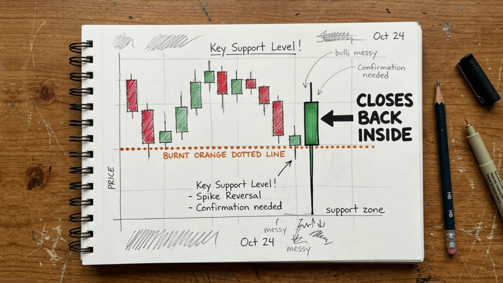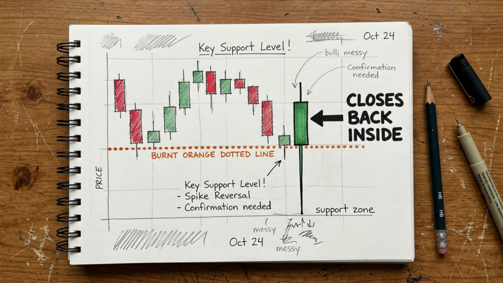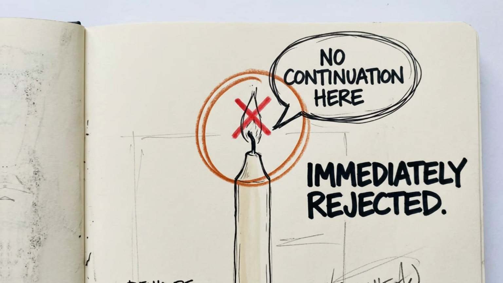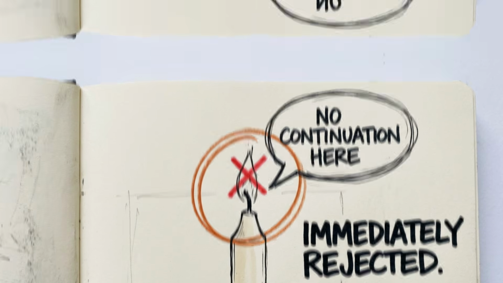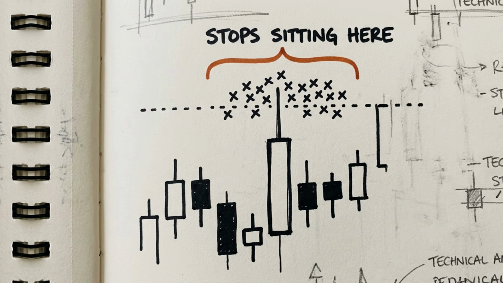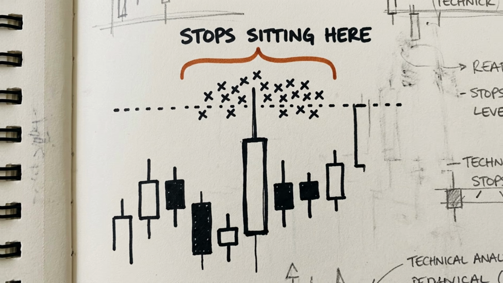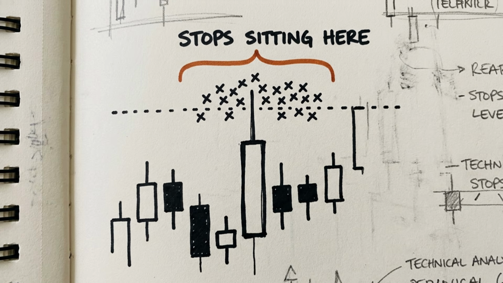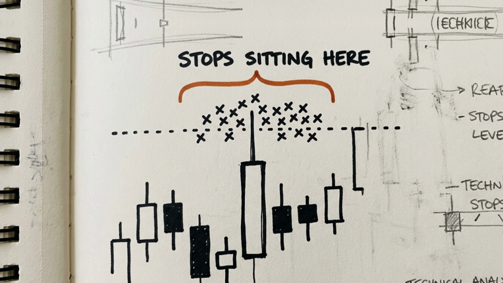If the candle closes back inside the level with a long wick protruding beyond it, that wick is telling you something critical. Price went there, found no continuation, and was immediately rejected. Every trader who bought that spike is now trapped. Their stops are sitting just above the wick high. Their pain grows with every red candle that follows. That wick is not just a candle shape. It is evidence of a failed breakout and a trapped crowd.